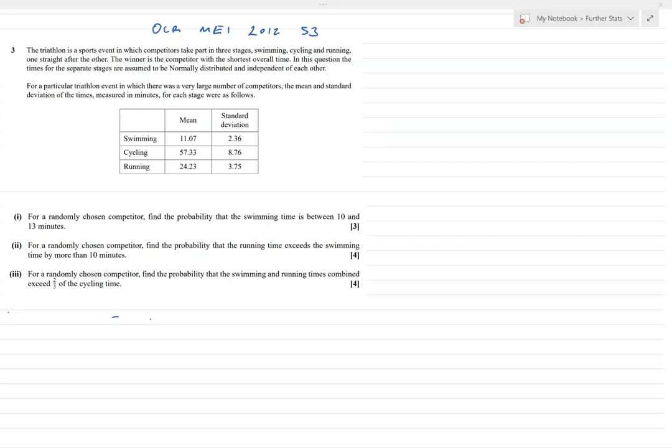Hello, I'm making this video mainly for the benefit of further maths stats students who are revising for the OCR maths stats exam of 2022, where there is definitely going to be a question on combination of random variables, which I'm assuming is normal distribution. It might not be, but just the example I'm going to do here is normal distribution.